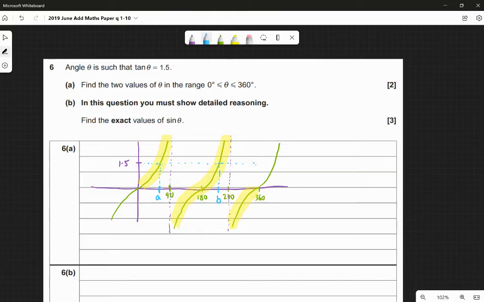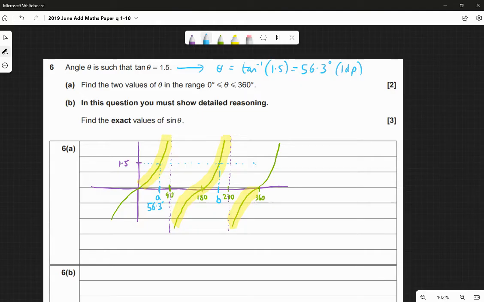So on my calculator, in effect, I'm solving this. To find theta, I need to do the inverse of tan of 1.5. And I've got to make sure my calculator is in degrees mode, because otherwise it won't give me my answer in degrees. So on my calculator, the inverse of tan of 1.5 is 56.309, etc. So let's just call it 56.3 degrees to one decimal place. So that is clearly A. A is 56.3.